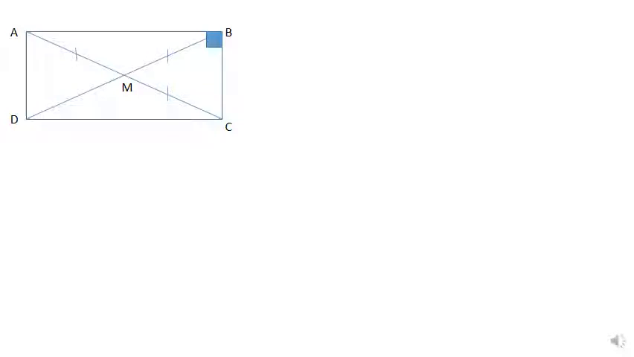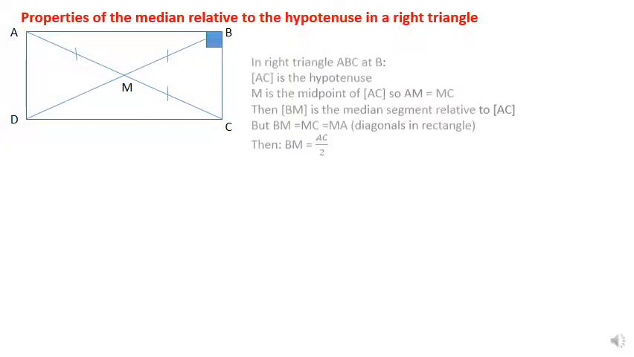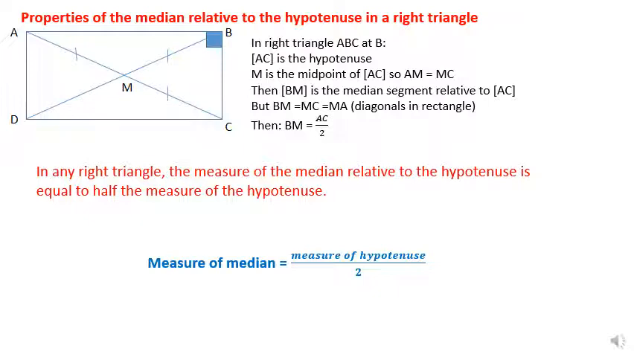We can't just talk about the rectangle without talking about a special theorem in this rectangle. It's called the median segment theorem. I want you to look at the triangle ABC. You know that it's right at B, and you know that AC is the hypotenuse. M is the midpoint of AC because the diagonals are bisecting each other. Let me just show you.